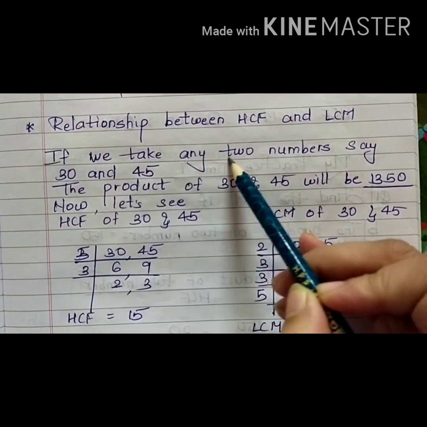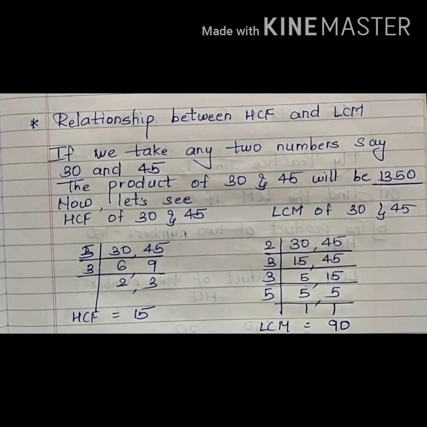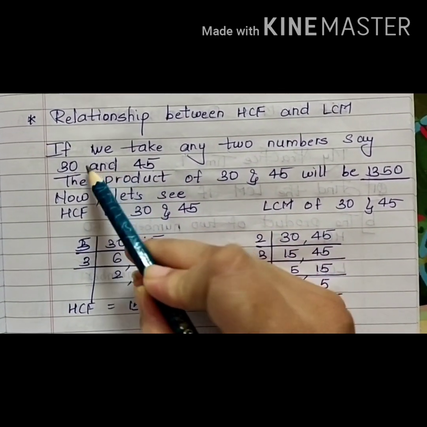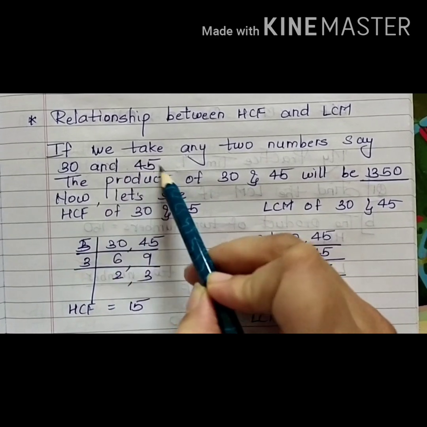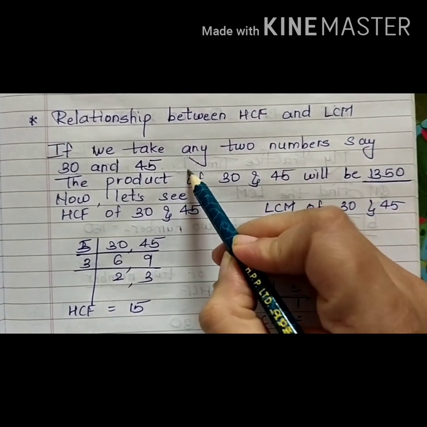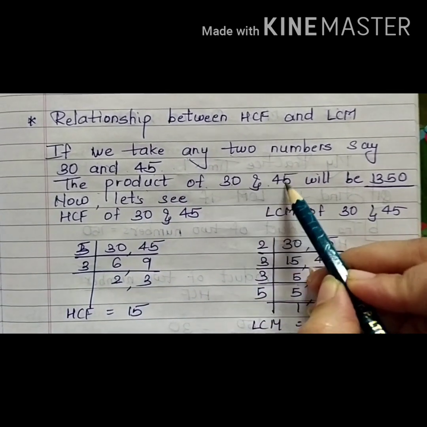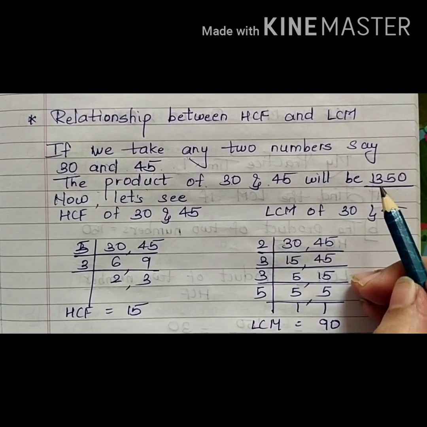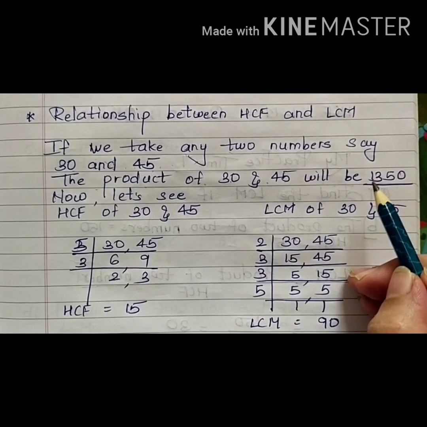If we take any two numbers, here I have considered the numbers 30 and 45. Let me multiply both the numbers. The multiplication answer that I get is known as the product. So the product of 30 and 45 will be 1350. Is this much clear? I hope it's clear because it is easy to understand.